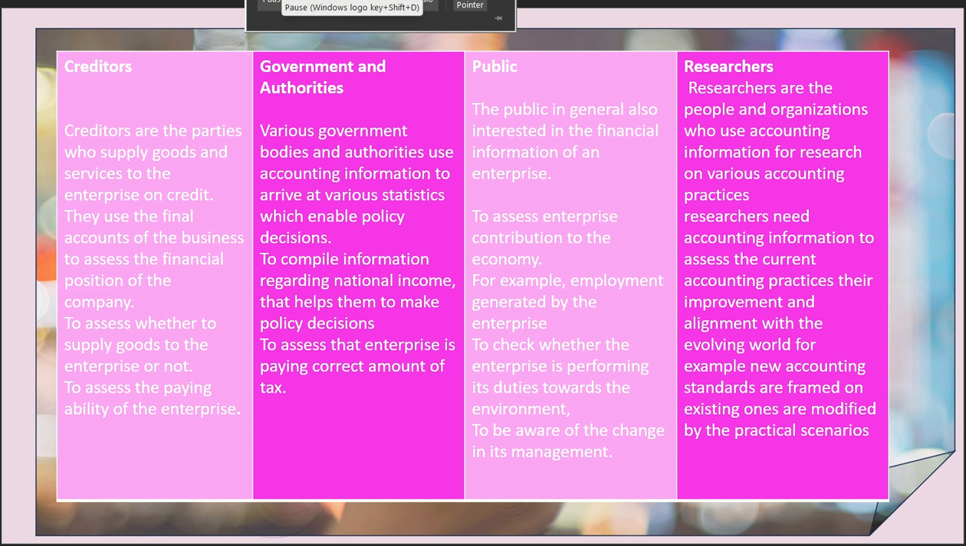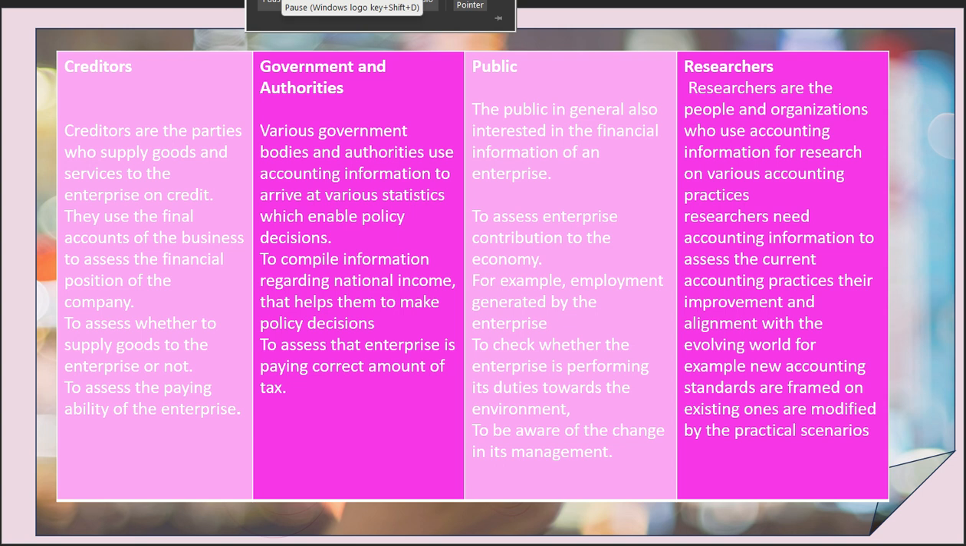Next, move to the researchers. Researchers are the people and organizations who use accounting information for research on various accounting practices. Okay, researchers need accounting information to assess the current accounting practices and their improvement in alignment with the evolving world. For example, new accounting standards are framed or existing ones are modified by the practical scenario.